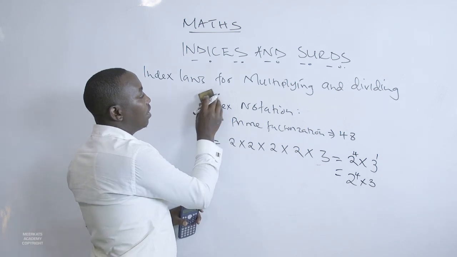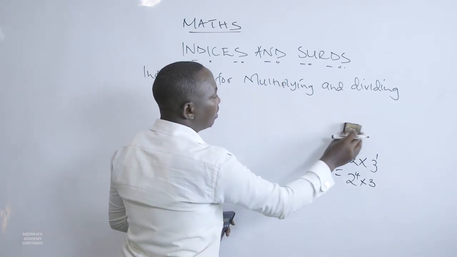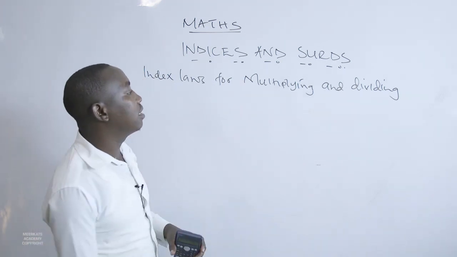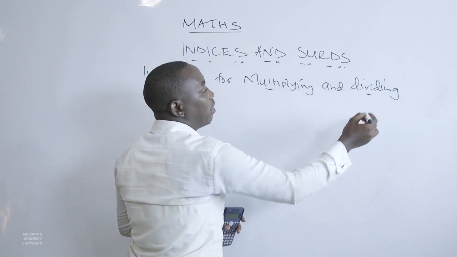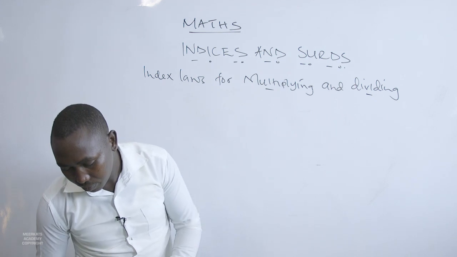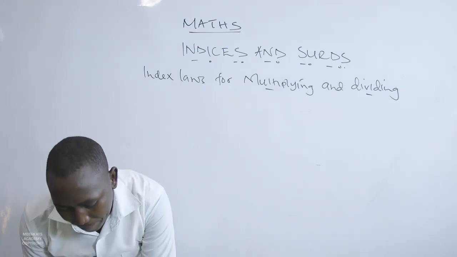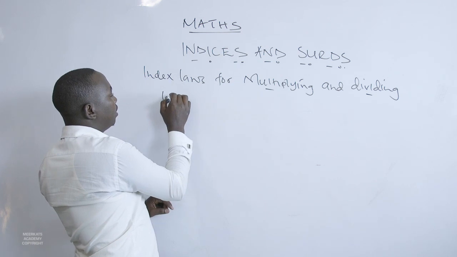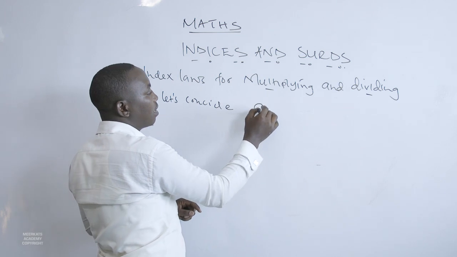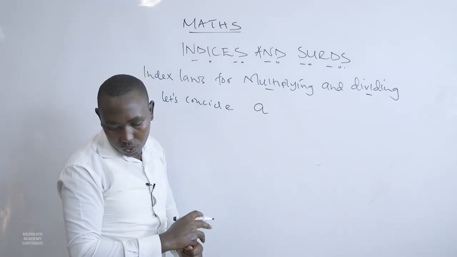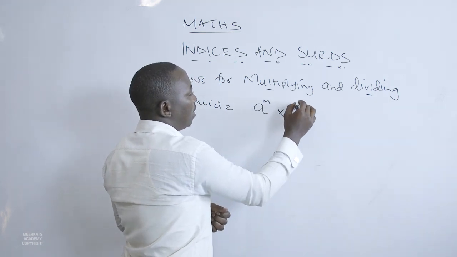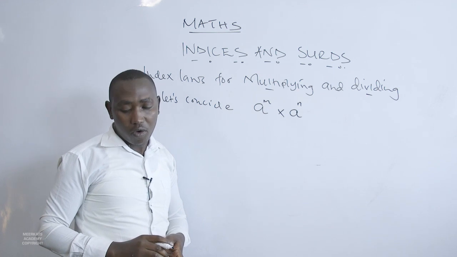So we want to proceed and look at the laws that are in application whenever we are dividing or whenever we are multiplying indices. Let us make a consideration. We want to multiply a to the power of m and a to the power of n.